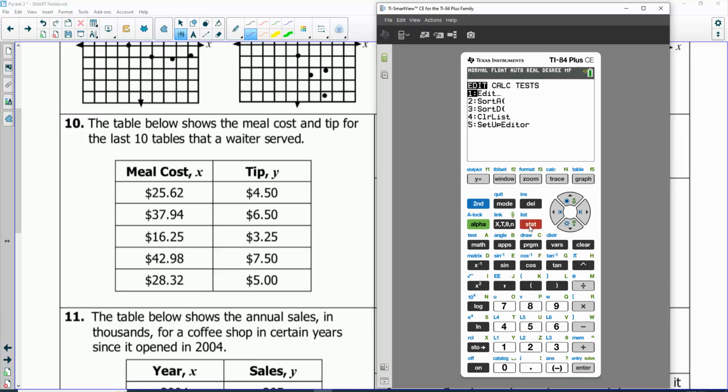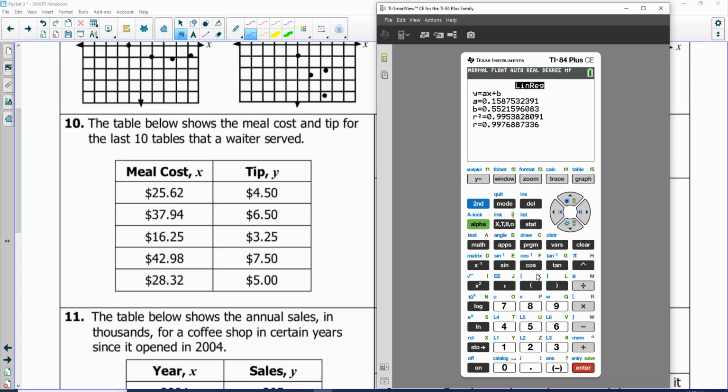So we went to stat, calculate, number 4. My settings are off. Yours should be okay. Your X should say L1 and your Y should say L2. Is that what everyone says? Okay. So then you just have to go down to the very last thing that says calculate, hit enter, and it should give us the equation. So it says y equals ax plus b.